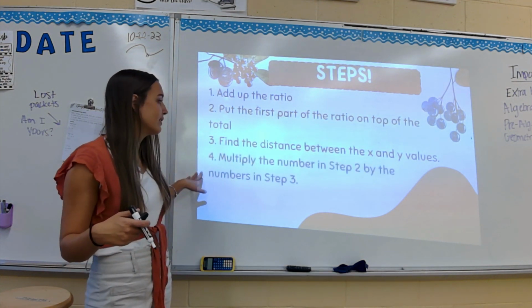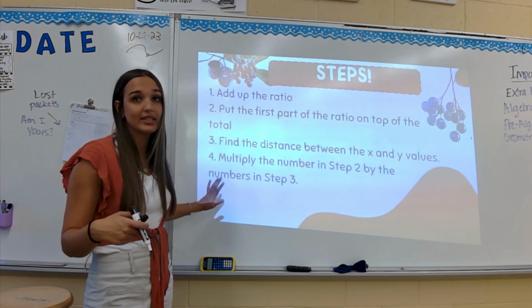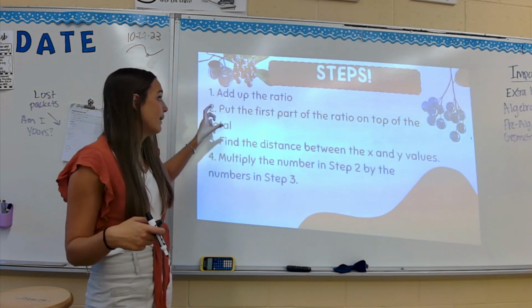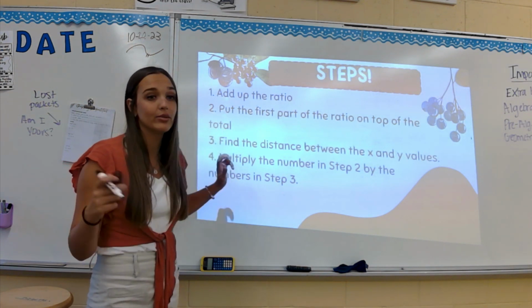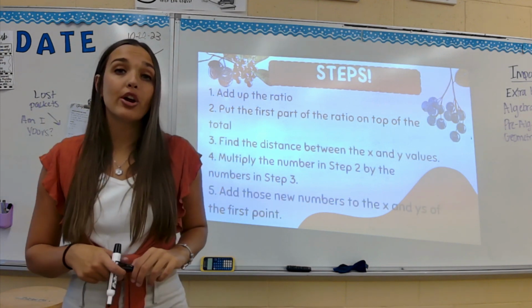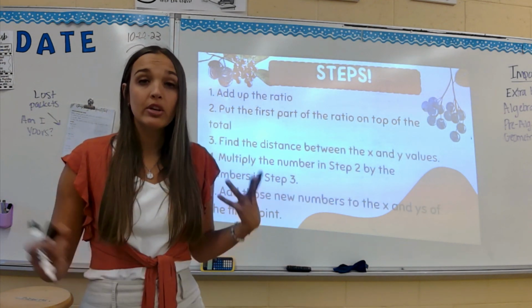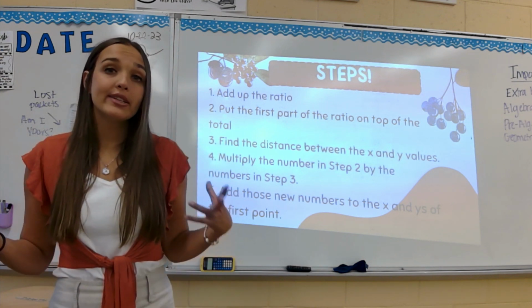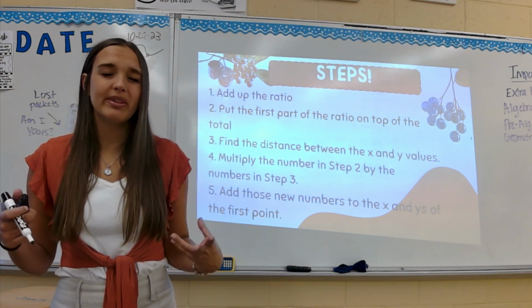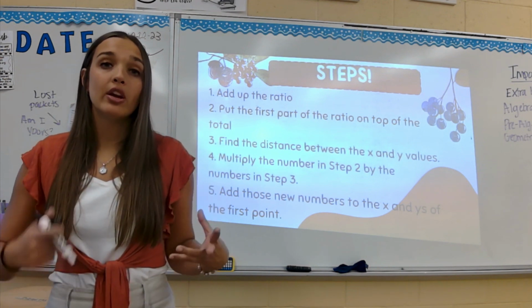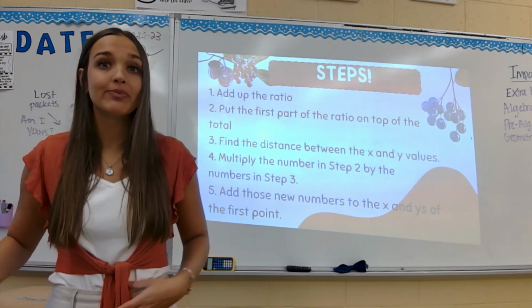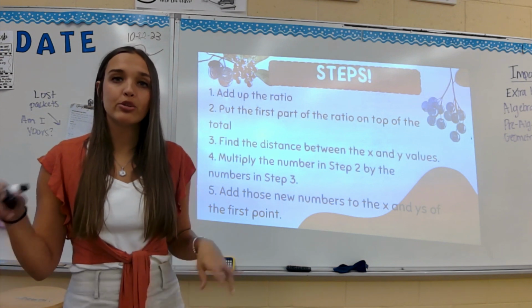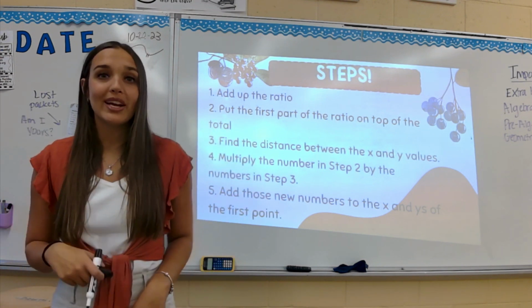Like I said, we're multiplying the number in step 2 by the number in step 3. So we're taking our new fraction and multiplying it by those distances. And then we are going to add those new numbers to our starting point. So if we're going from A to B, we're going to add it to point A, because that's where we're starting from to figure out where we have to put our new point. Let's take a look at an example to make sure that we're seeing what we have to do here.